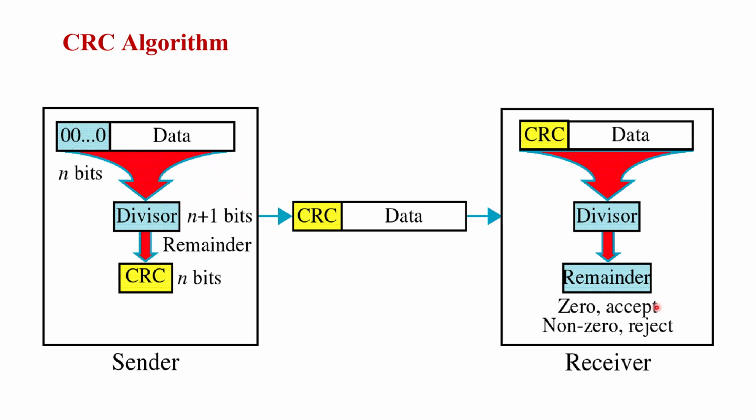When the receiver gets this data, it performs the same division using the same divisor. If the remainder is 0, it means the data is error-free and accepted. If the remainder is non-zero, it indicates that an error occurred during transmission and the data is rejected. This method provides a powerful and reliable way to detect transmission errors in digital communication systems.